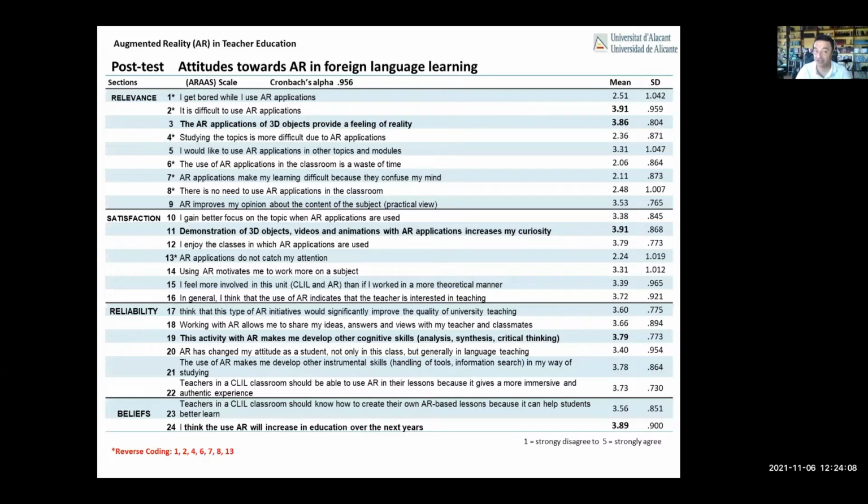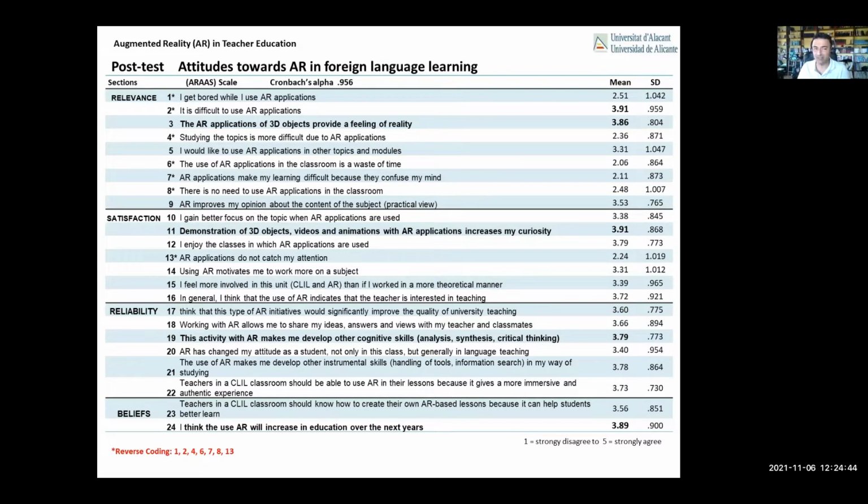As regards the attitudes, remember that I mentioned that we were going to measure the student attitudes, and I used the scale for attitudes toward augmented reality in foreign language learning, which was divided into 4 different dimensions: relevance, satisfaction, reliability, and beliefs. I just highlighted some of them. Some of them have an asterisk, meaning reverse coding, to avoid what we call the acquiescence bias in survey studies. So you can see those items with an asterisk.